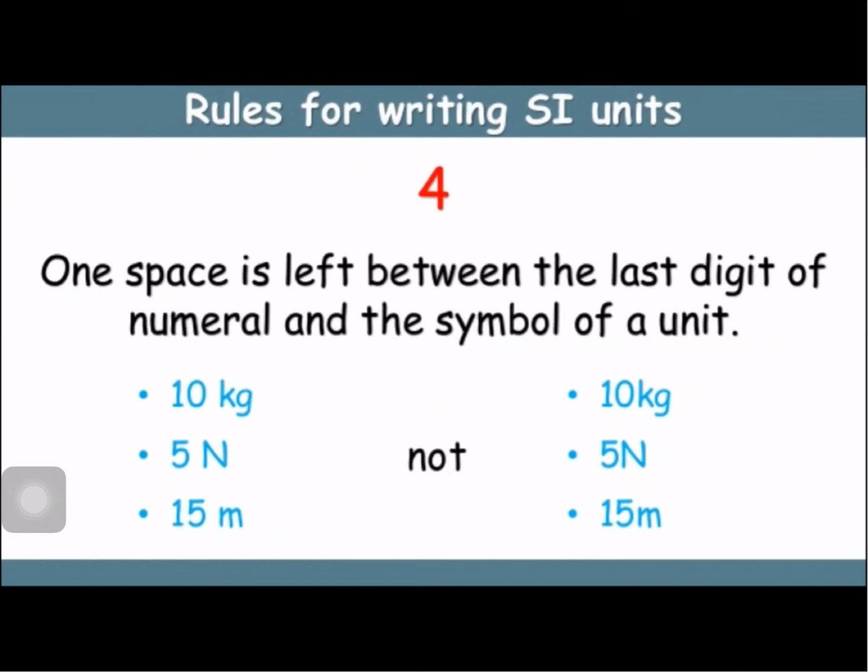And fourth one: a space is left between the last digit of the numeral and the symbol. For example, 10 kg means 10, space, kg. 5 newton means 5, space, N. This is the way. Don't write 5N. 5 without space N is wrong.